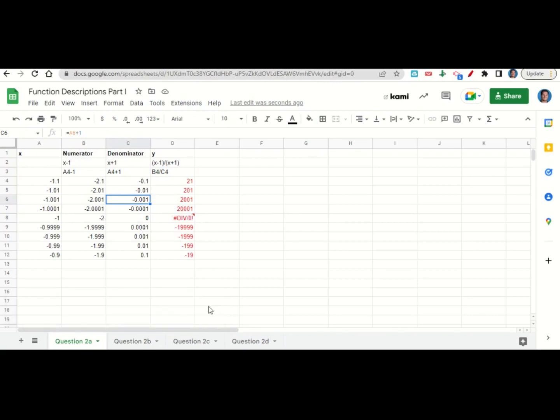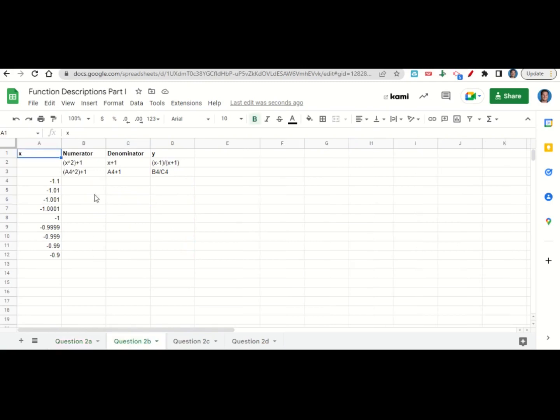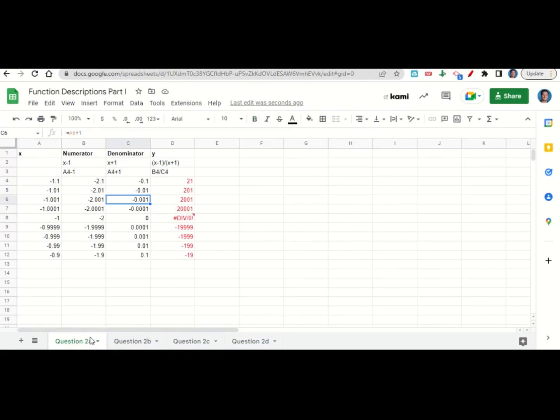Once you're done with this one, we'll go to the next question and do the same thing with each of these columns. So I'll copy it, put equals and paste, and then autofill. Copy, equals, paste, and then autofill. And you'll do that for each of these questions and then move those answers into Desmos. So this is how you can use a spreadsheet to solve math problems.